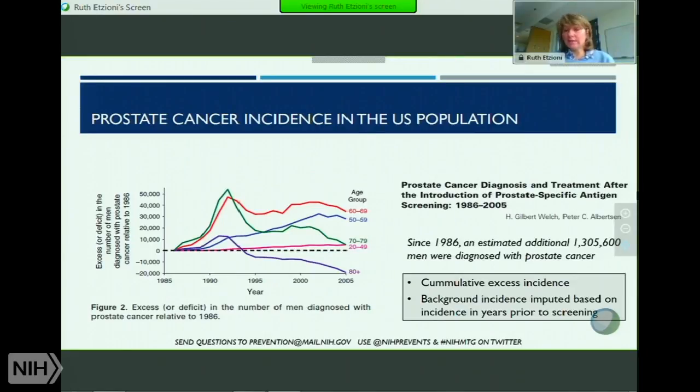So here's a study of prostate cancer excess incidence. The figure on the left shows excess incidence in different age groups. The baseline is 1986 incidence, so in 1986, that's why we have a 0 for all the curves. And this was a cumulative excess incidence study that suggested that 1.3 million men had been diagnosed with prostate cancer, had been overdiagnosed with prostate cancer, from 1986 to 2005. This number was widely reported, based on cumulative excess incidence and assuming that background trend would have been constant at 1986 levels in the absence of screening.